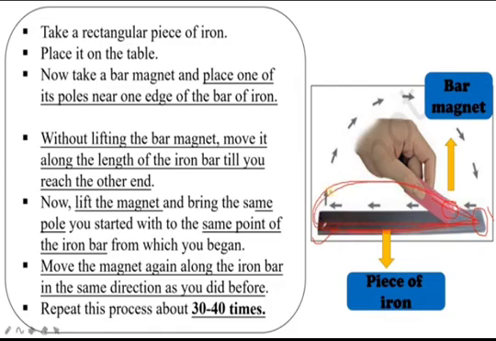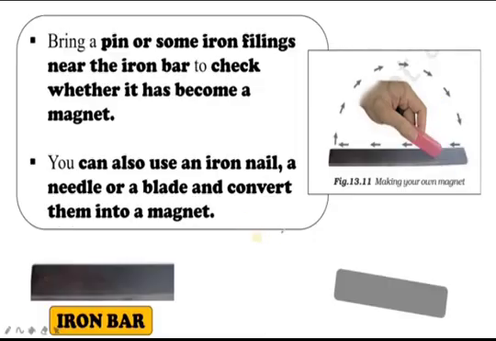So when you rub like this, repeat this process about 30 to 40 times without lifting the magnet. You do the same process continuously. Then bring a pin or some iron filings near the iron bar to check whether it becomes a magnet.